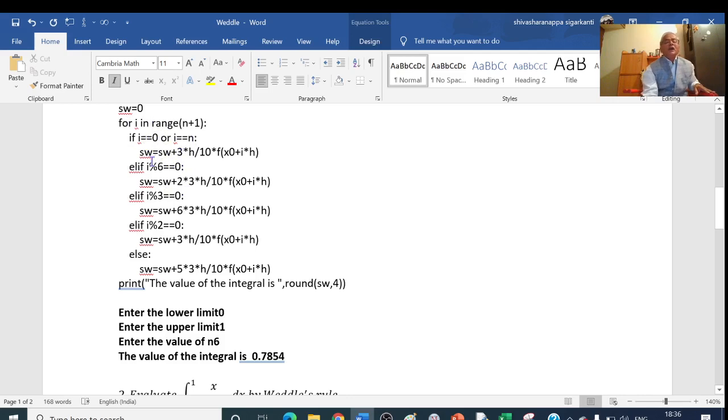Every time the value of SW is updated here. That is, every time we are going to add the terms here: first term, second term, third term, fourth term, fifth term, up to the n plus 1 term. After completing this for loop, SW will have the value of that integral. Then I will come out of this for loop and print the value. The value of the integral is around SW comma 4, so that this rounds up to 4 digits after the decimal point. Let me run this program.